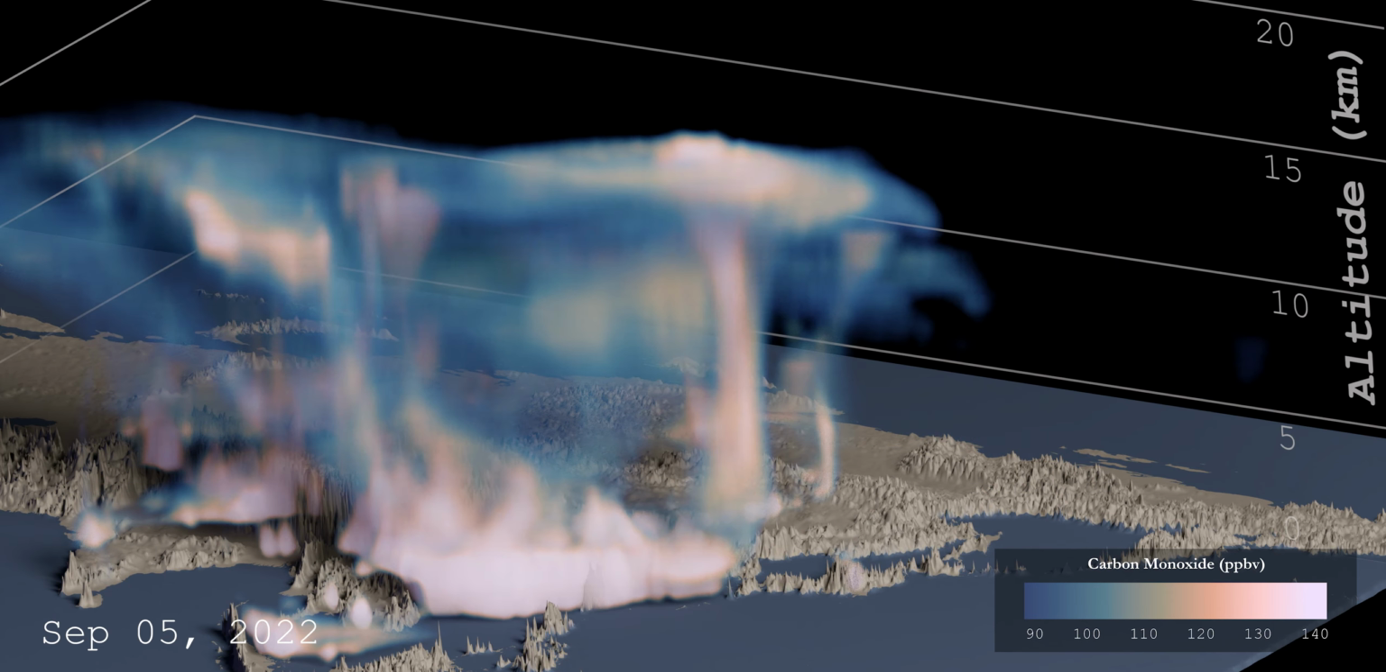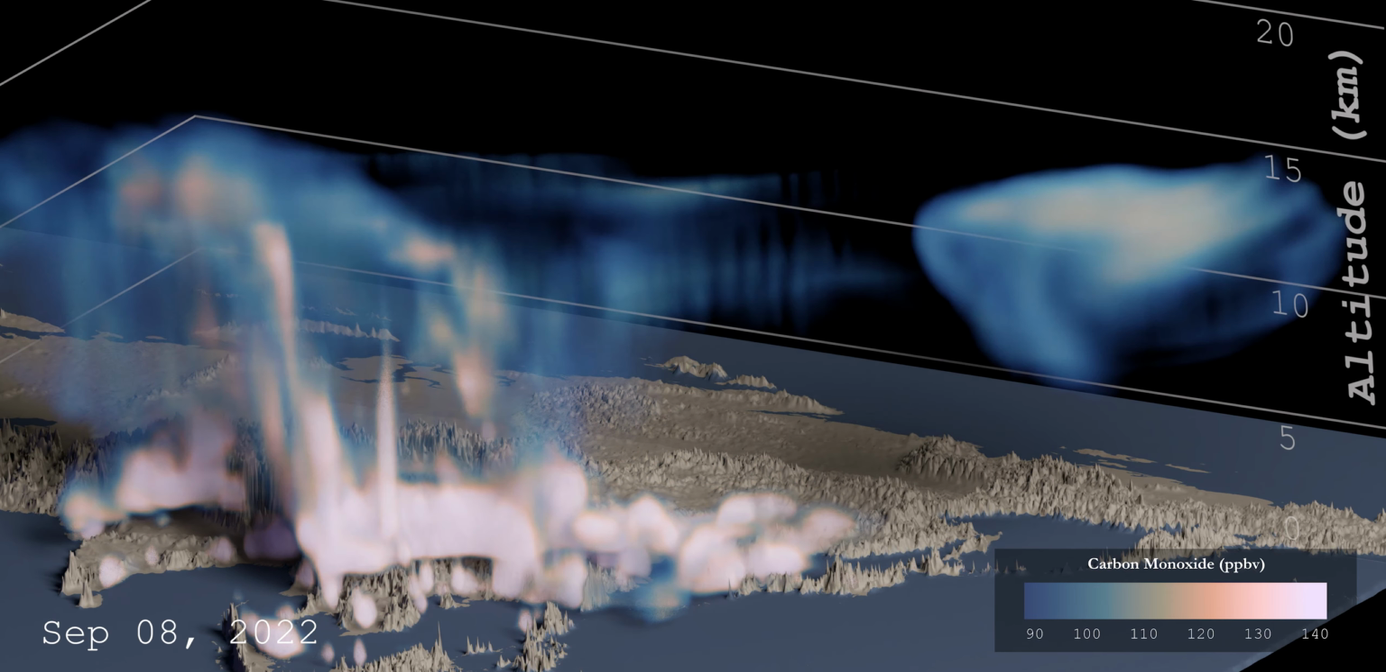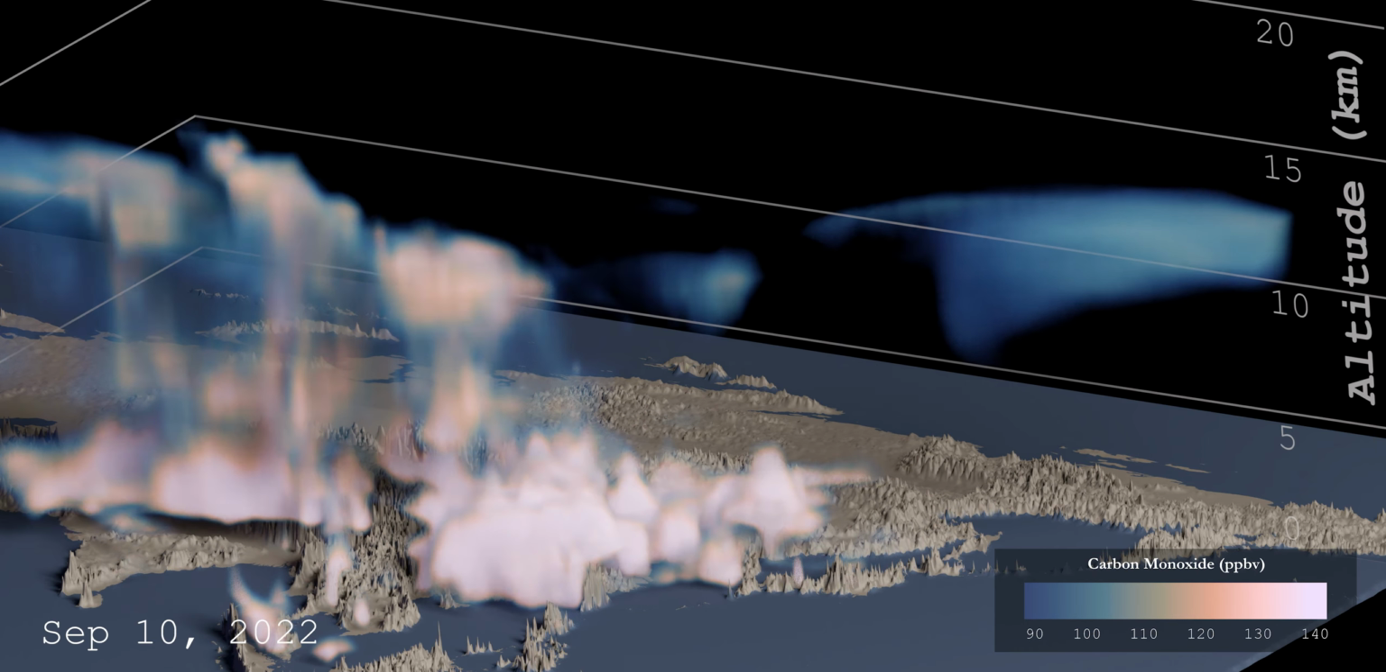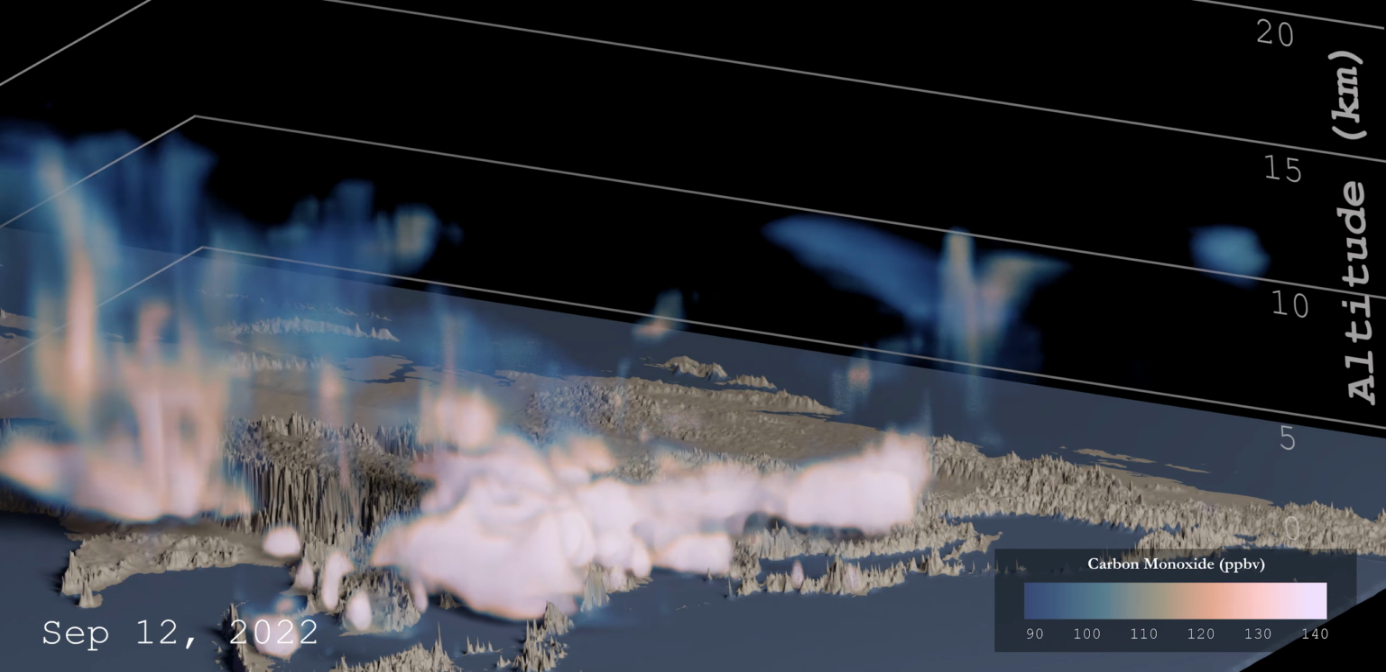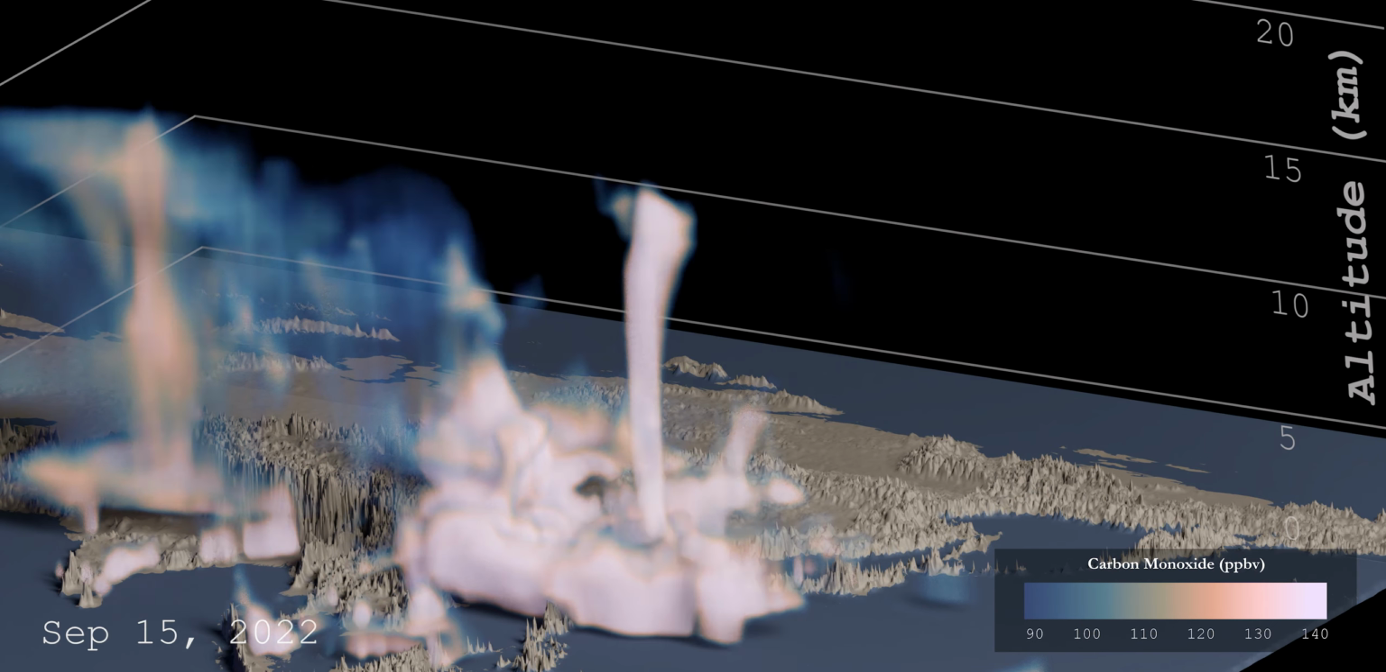After being lofted by convection, these polluted air masses may be further transported to the stratosphere, where they may have implications for changing the composition of the global atmosphere, including the depletion of ozone.